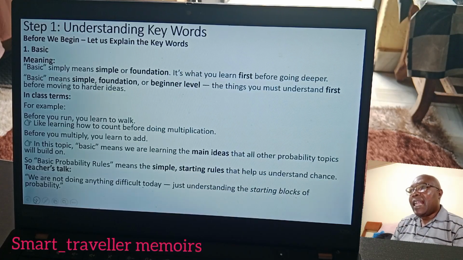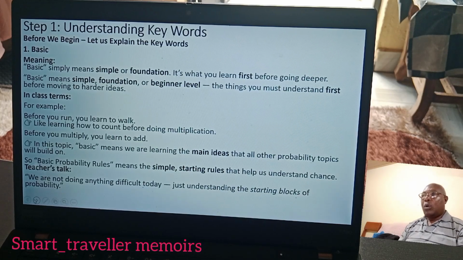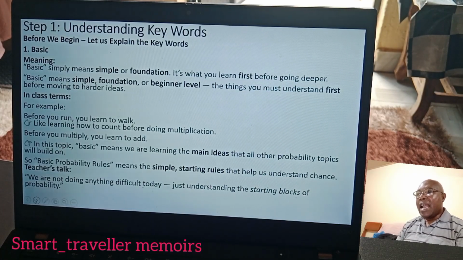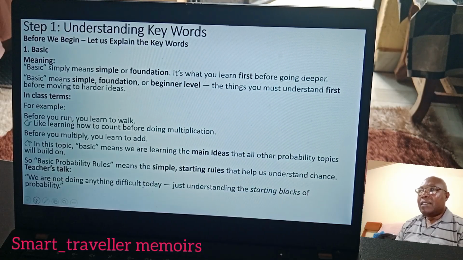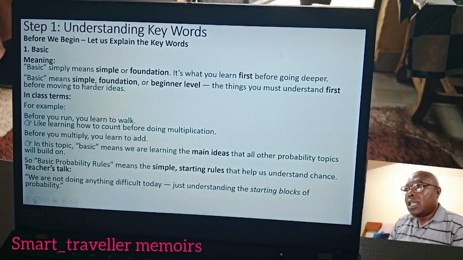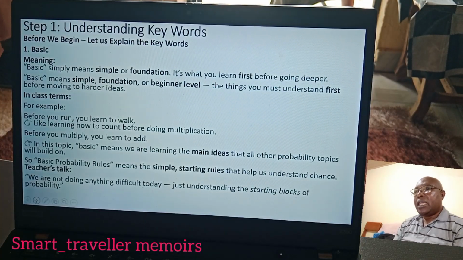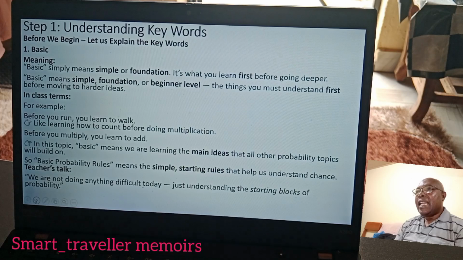So the first step is understanding the key words. Before we begin, let us explain them. And the first one is, since we are learning the basic probability rules, we are going to start with the word basic. And we start with the meaning. Basic simply means simple or foundation. It's what you learn first before going deeper.